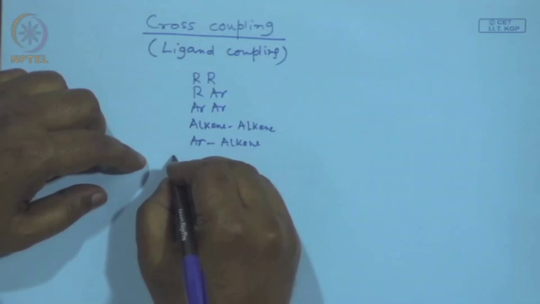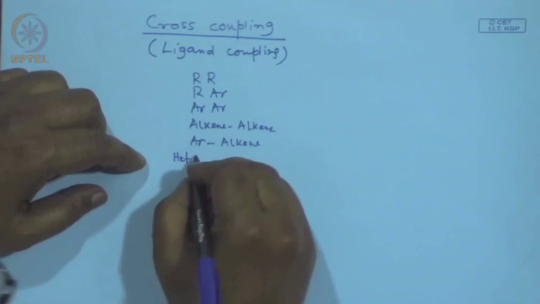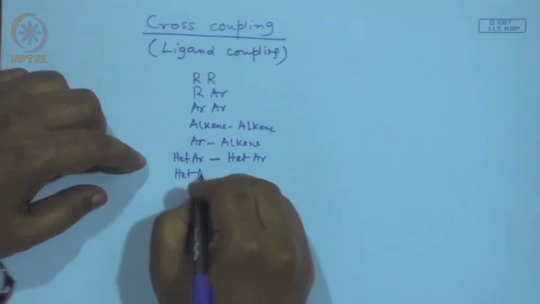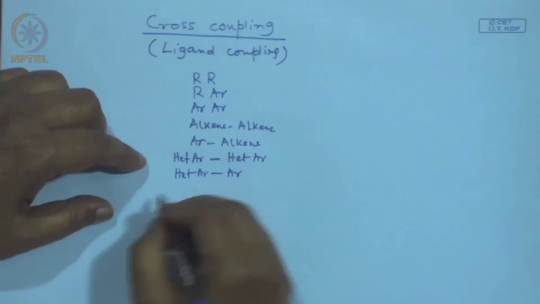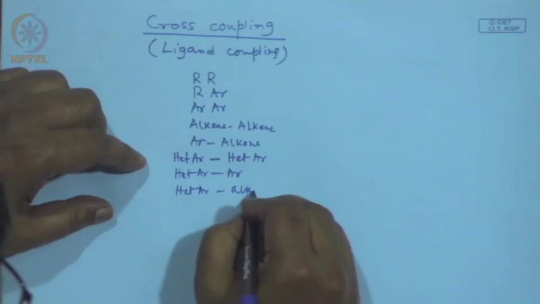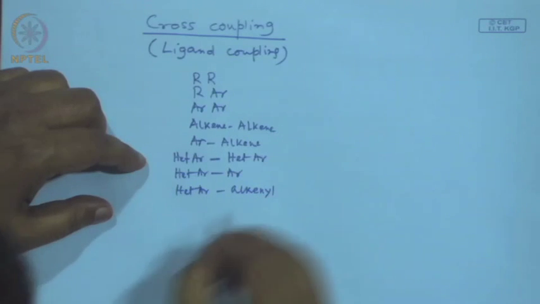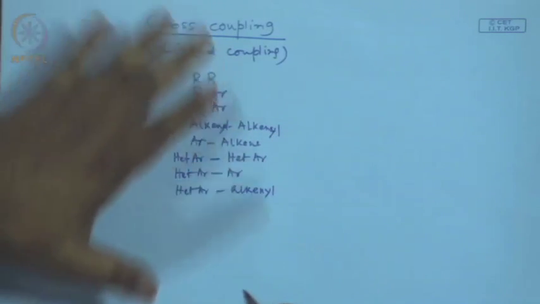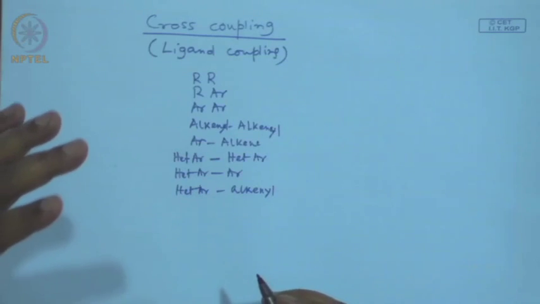Now our domain, our scope, is heteroaryl, right? We have heteroaryl, aryl. I mean, you can go on writing so many things. Then heteroaryl and alkenyl. Instead of writing alkene, I write alkenyl. So you have so many possibilities. But when I say ligand coupling, it means the reaction is taking place on a metal surface, and the coupling takes place on the metal surface.